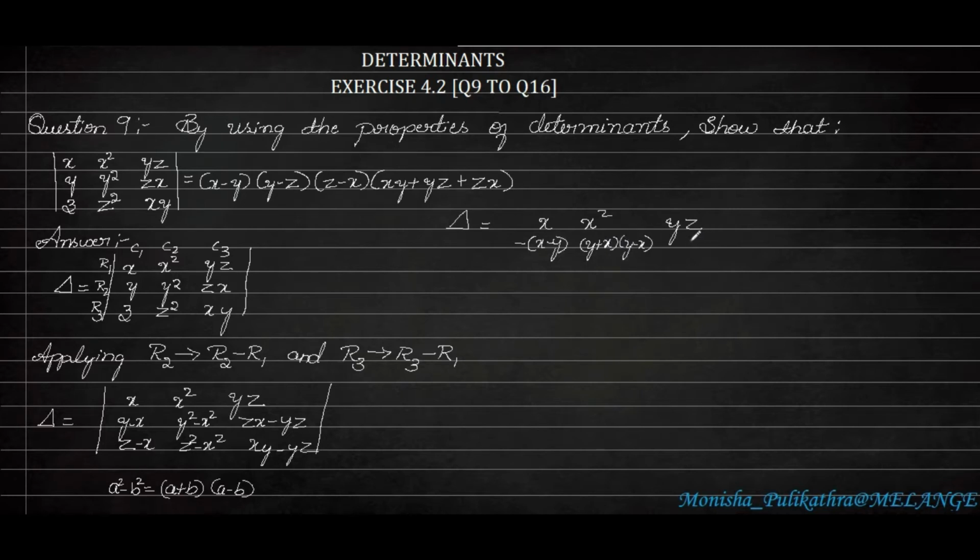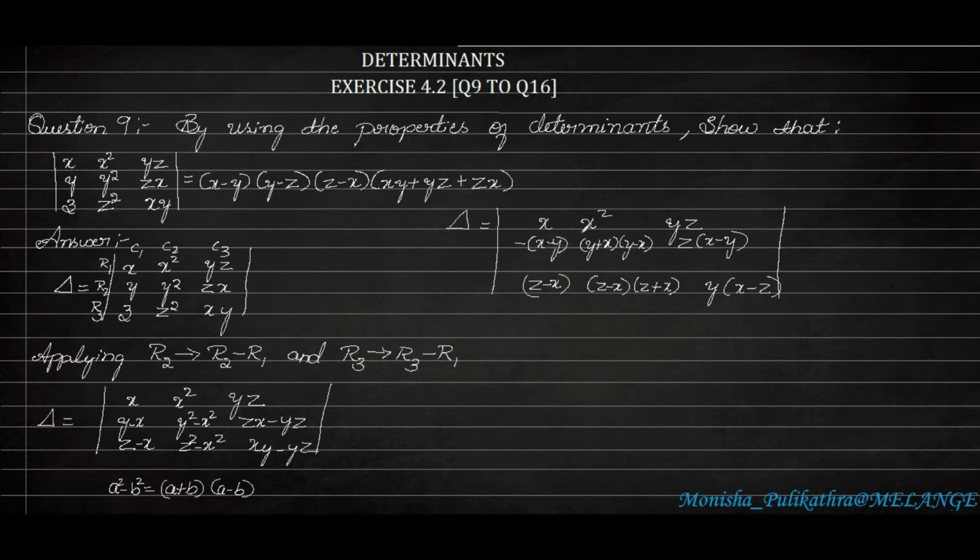And in the second one, here z is common. If I take z common, x minus y will be remaining. So x minus y, here we have to make x minus y. Here z minus x, again in the same way, z minus x and z plus x. And if I take y common, x minus z will be there. Okay, so we have to make it in the same way as that of the question.